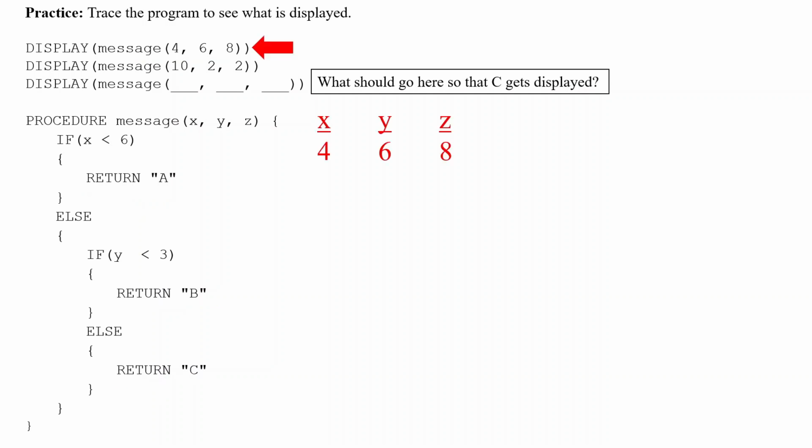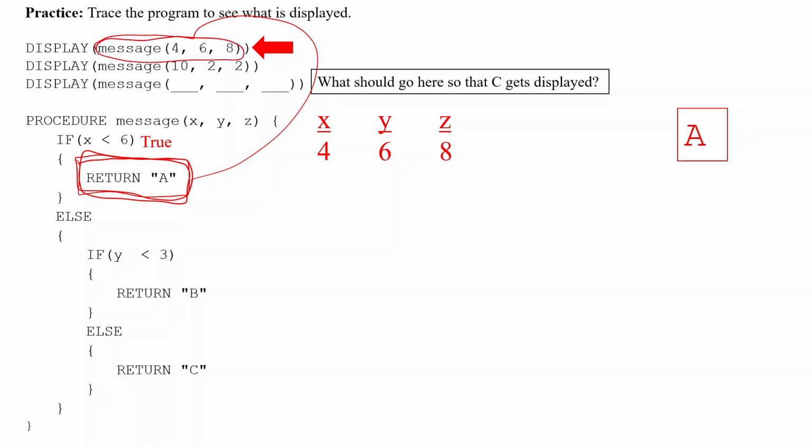Okay, so message 4, 6, 8. 4 becomes X, 6 becomes Y, 8 becomes Z. So that's what I have right here as part of my trace. And then I go through. Is X less than 6? It's true. X is 4. So X is less than 6, which means I return A. Now, fun thing, once you reach a return statement in a procedure, you return that value and you are done with the procedure. So I return A to this procedure call, and then now it says display that result. So I'm going to display A.